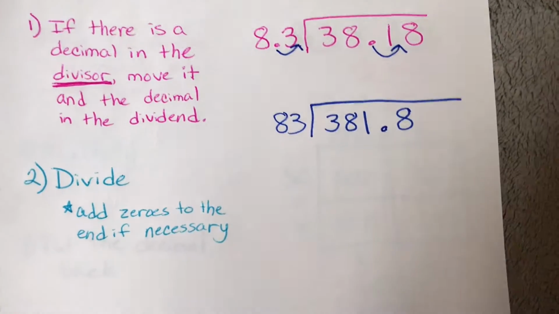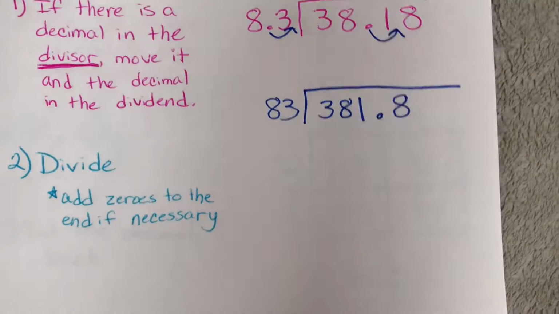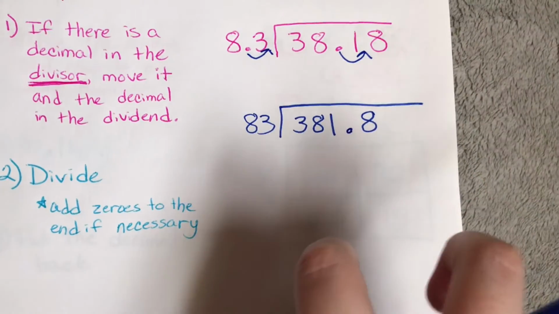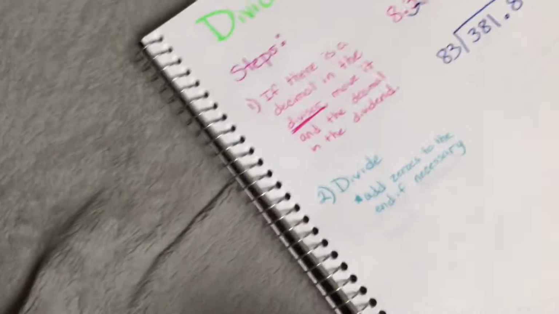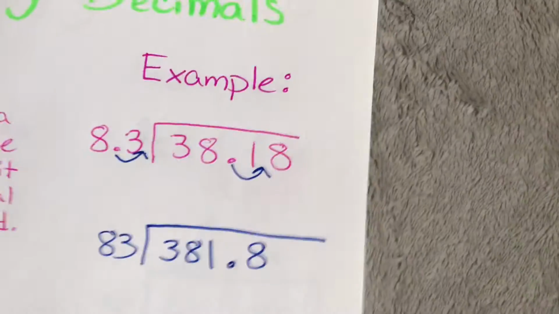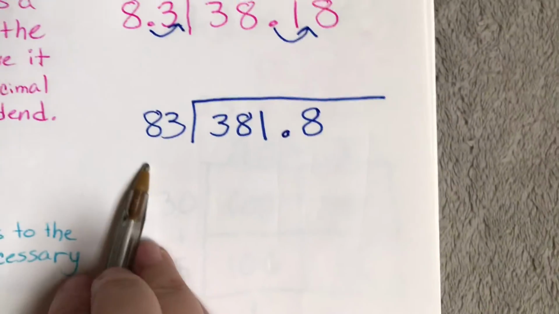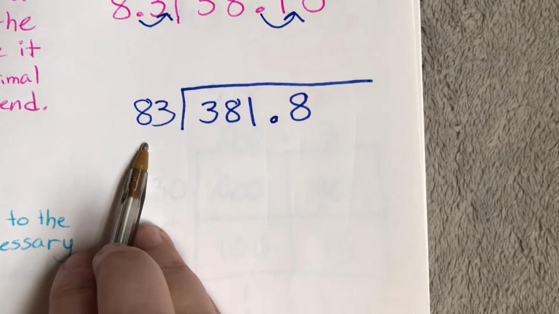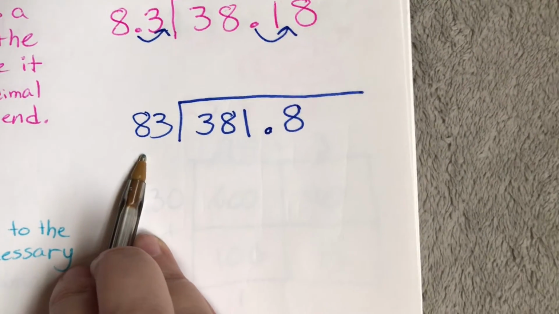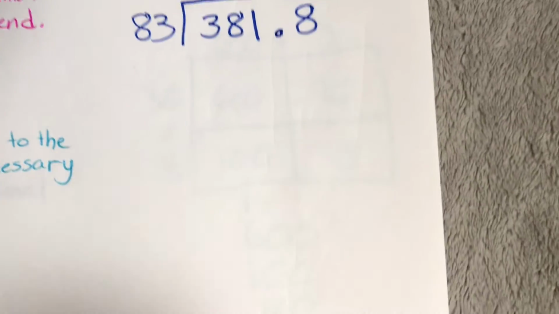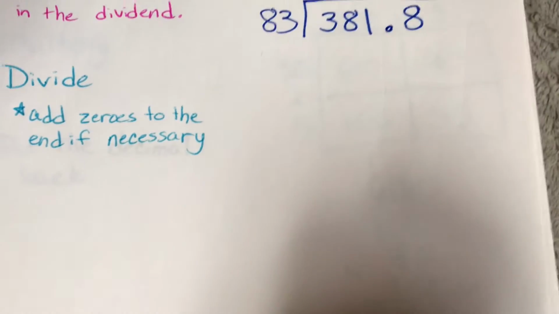So step 2 is just to divide. Add your zeros to the end if necessary. So add your imaginary zeros. So let's go through this step by step. We'll go slow. So the first thing I'm going to do, I don't know my multiples of 83. So that's the first thing I need to figure out. So I'm going to write at the bottom of my paper, I'm going to solve for my multiples of 83.